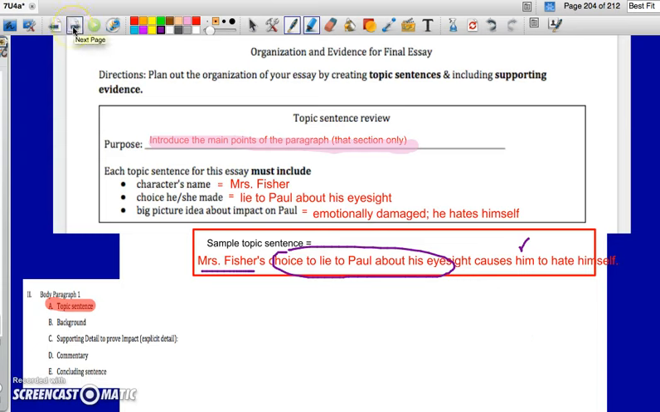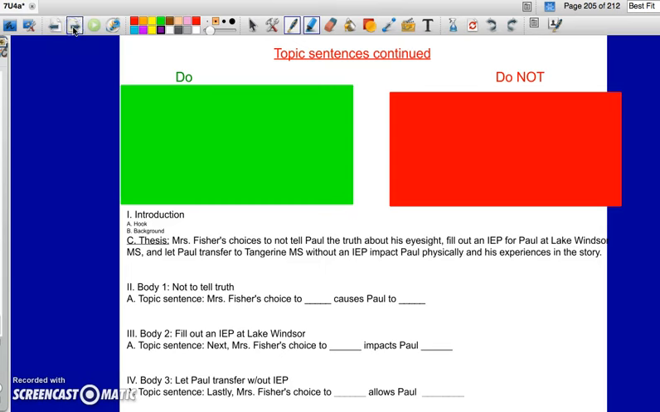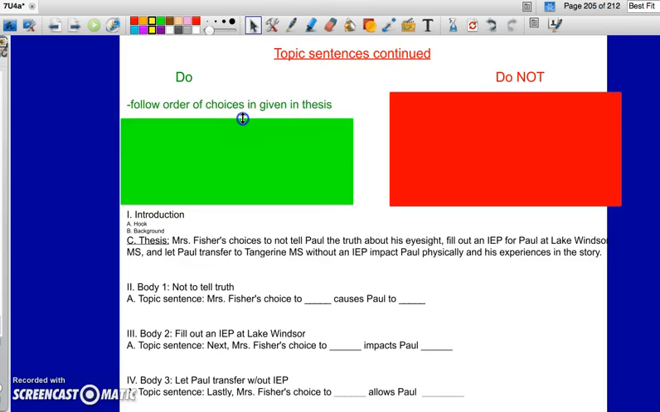So a little bit more about the do's and don'ts of topic sentences. When you're writing your topic sentences, one thing that you should do, you want to look at your thesis statement. And you want to follow the order of the choices listed in your thesis statement. And we'll go over that. Well, actually, no, we'll go over it now.